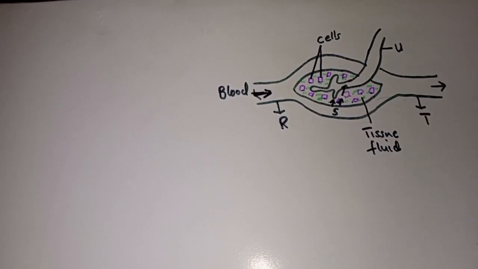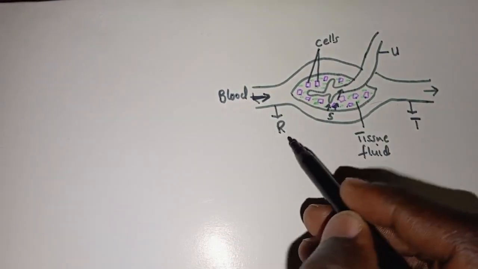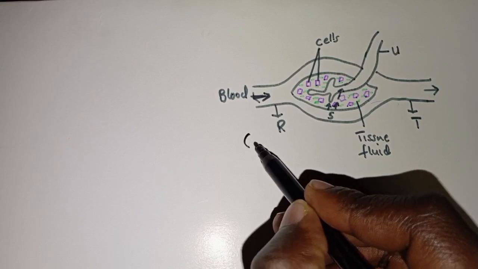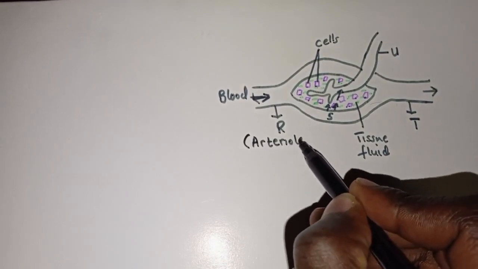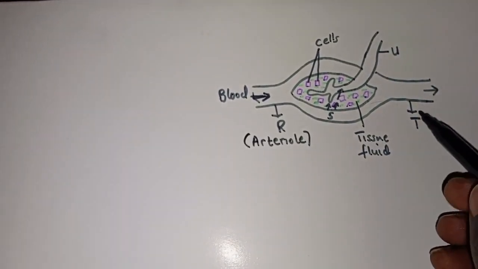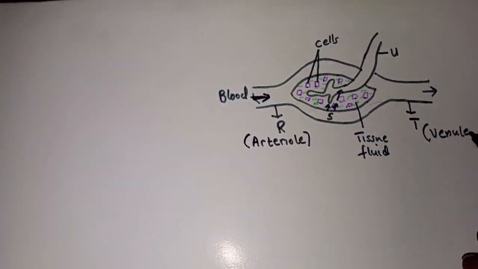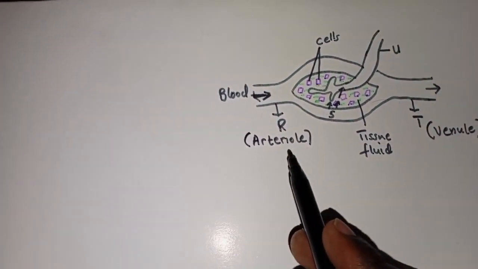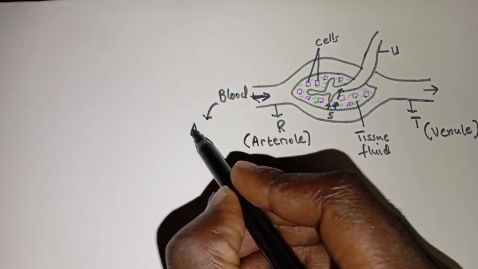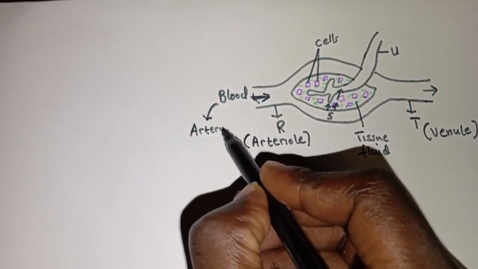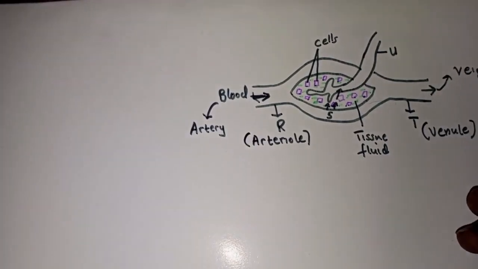So this vessel that you're seeing here, this blood coming here, is called an arterial. And then this other one which takes blood out is called a venule. The arterial goes and connects to the artery, the artery that brought the blood here, and then this one goes to the vein.